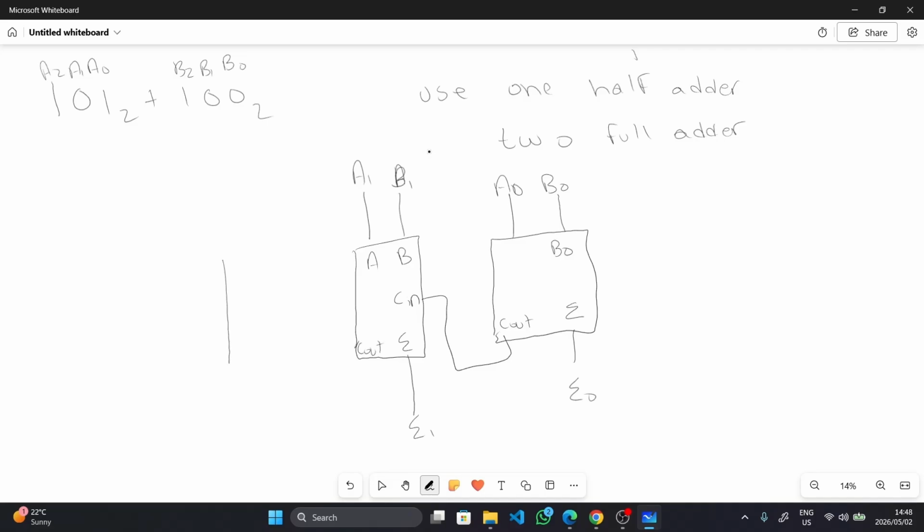Then you will have your other C in, then goes there. And then you will have your A2, B2, A and B, then your C out, and then your sum 2, and this will be your last sum 3. And then that's it. So it can also be like this, using one half adder and two full adders. Okay.